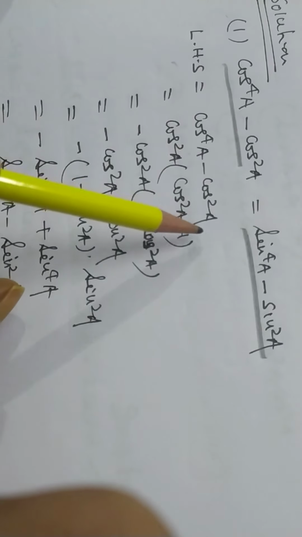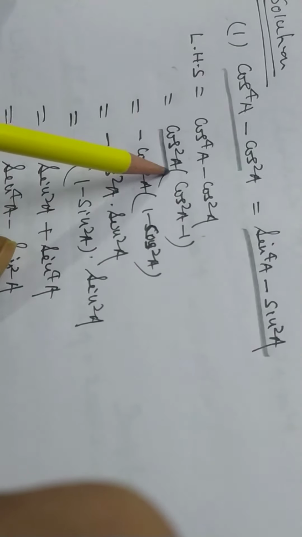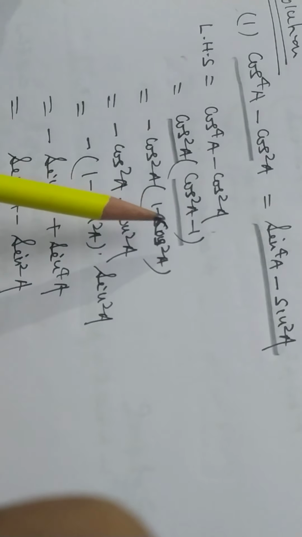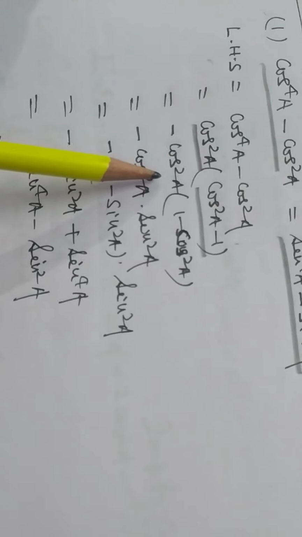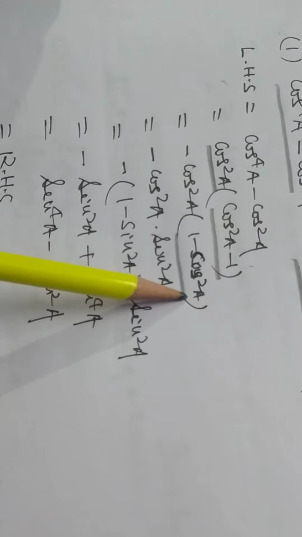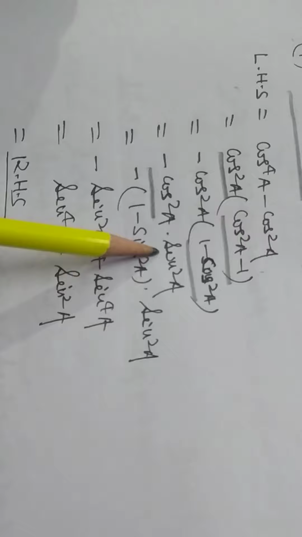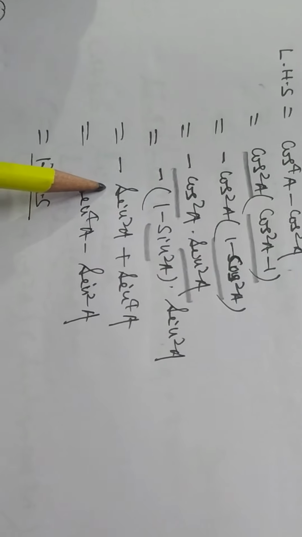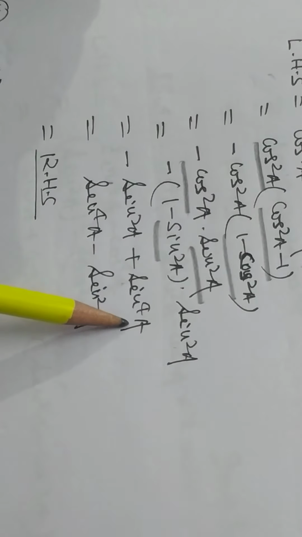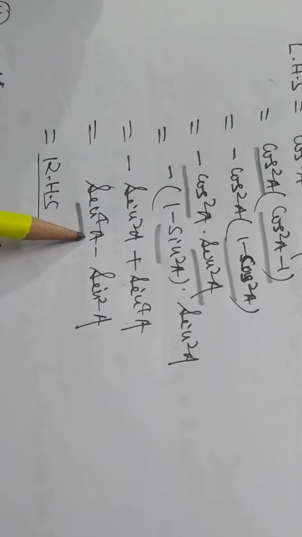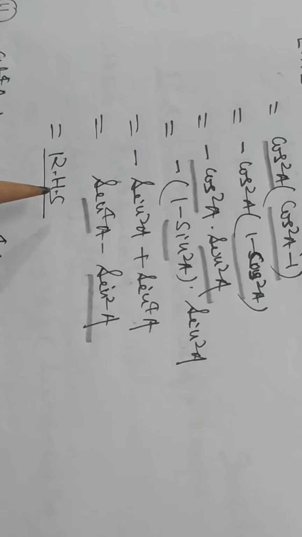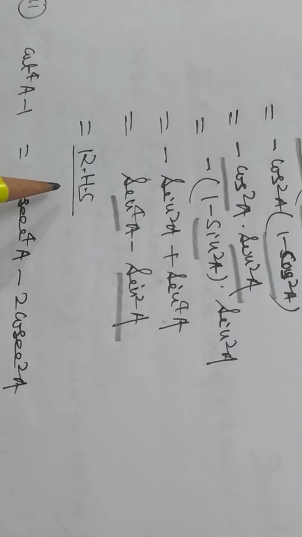Cos to the power 4a minus cos square a. Taking common cos square a, we have cos square a into (cos square a minus 1), and taking common minus cos square a, we have (1 minus cos square a), so minus cos square a into sin square a. Instead of cos square a, you write 1 minus sin square a, and after multiplying you get minus sin square a plus sin 4a, and it will be sin 4a minus sin square a. And in this way we have proved this problem, and this will be equal to the right hand side.